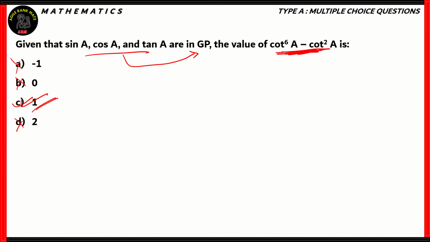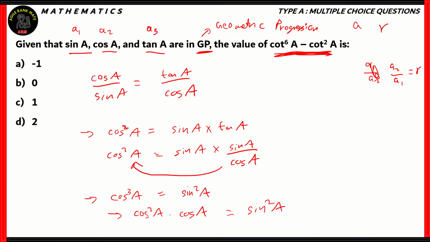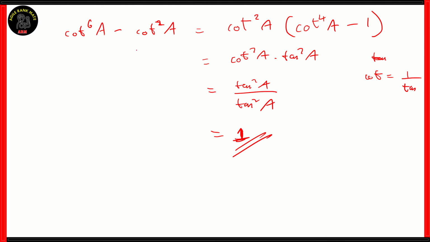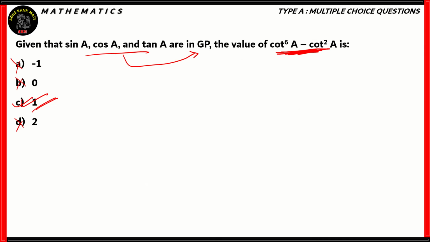So basically what we're doing is we use the condition for GP. So let's go through the question again. First of all we used the condition for GP, and using that we made sure that the bracket for cot raised to 6A minus cot squared A when simplified is filled as tan squared A. And finally, cot squared A times tan squared A would be equal to 1. So therefore, we found out that 1 is the actual value of the given expression.